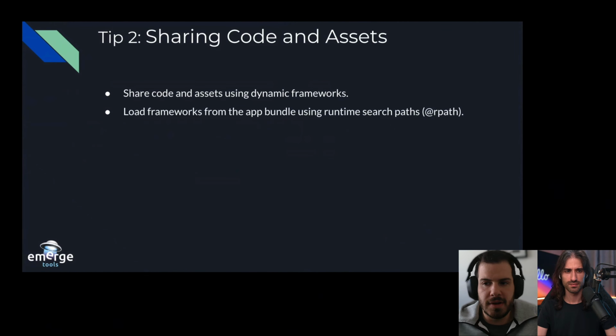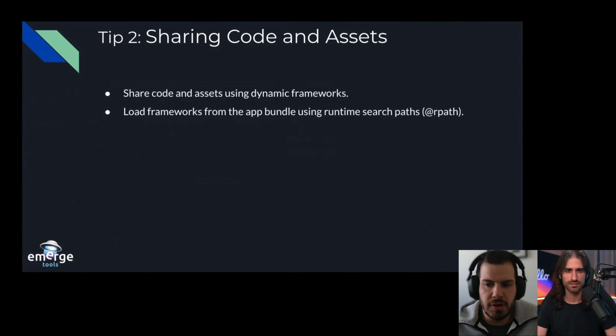The runtime search path is a method we have with the linker that allows us to specify where this framework will be located when the code is running. By using dynamic frameworks, you can avoid unnecessary duplication of the code and assets within the app bundle. This optimization technique not only reduces the overall size of your app, but also improves the efficiency of resource utilization. How does it work? How can we do this?